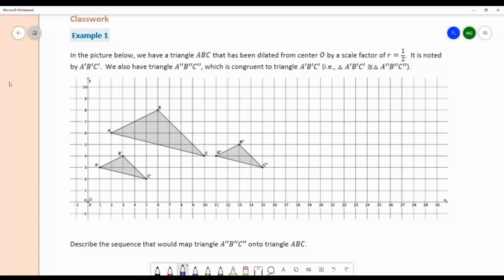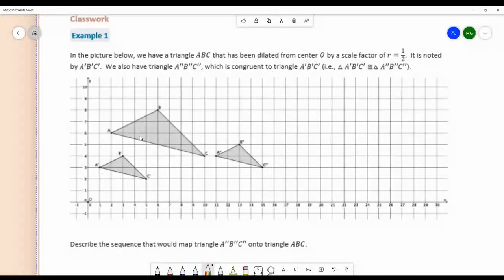So let's take a look. Here is our original triangle. We're going to notice that it dilated by a scale factor of 1/2 to become this smaller triangle. Remember that because that scale factor is less than 1, we knew it was a shrink, and it was everything cut in half.